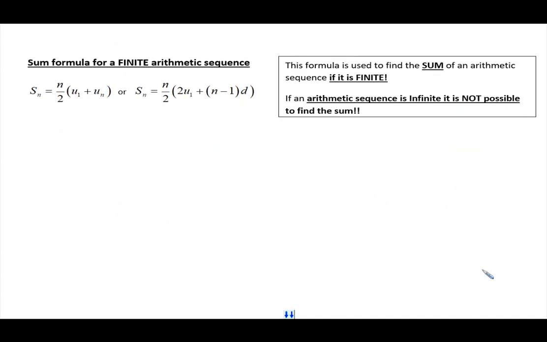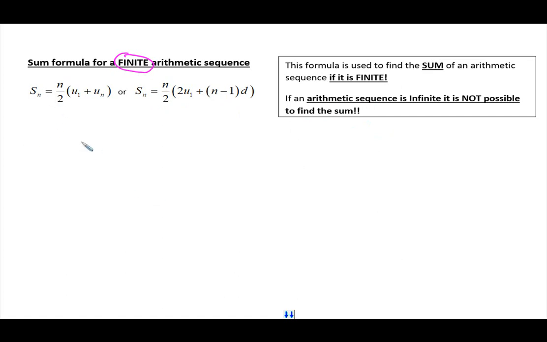Okay? So first of all, you use this formula for a finite sequence. So the arithmetic sequence must end. It must have a last number. For a finite arithmetic sequence, okay? Now, if an arithmetic sequence is infinite, it's impossible to find the sum. So we'll talk more about that later, but just keep that in mind.